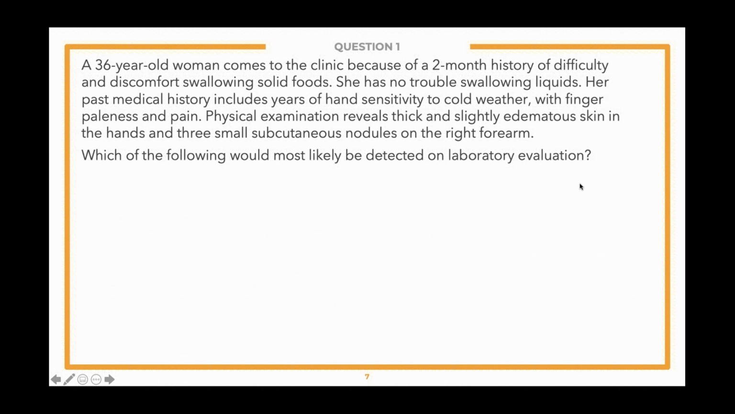Which of the following would most likely be detected on laboratory evaluation?